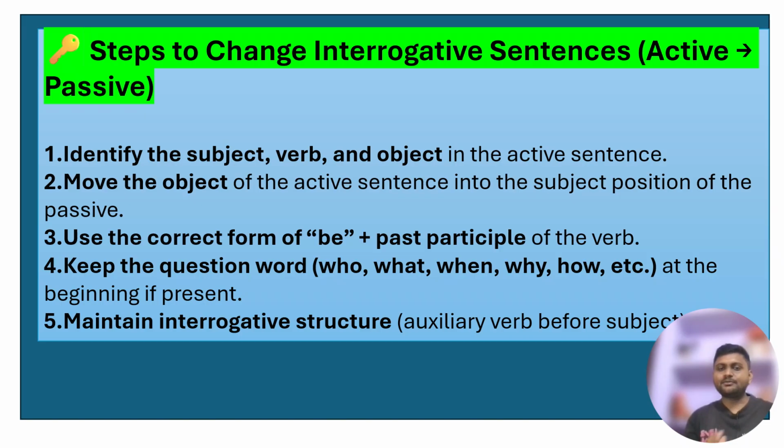If we have a WH question such as who, what, why, how, and others, we will keep it in the beginning because these WH words help us maintain an interrogative sentence. And if we have an auxiliary verb, which we usually have in a yes no question, then we will put it at the starting of the sentence to maintain the interrogative structure.